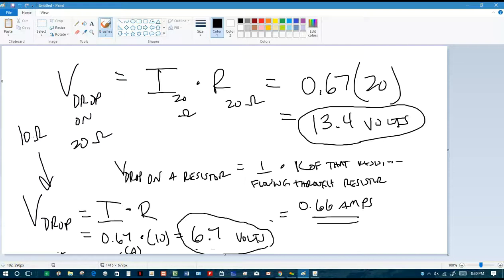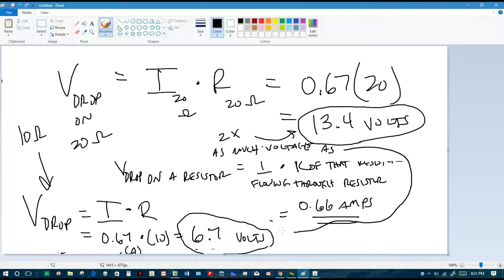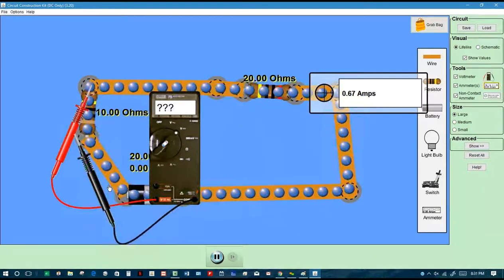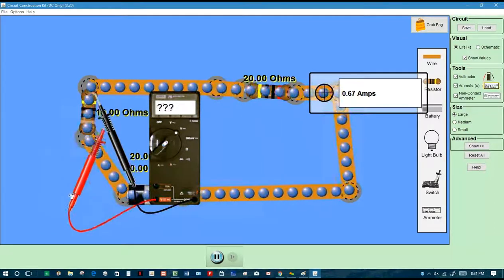So 13.4 divided by 6.7 is 2. Right? So this is twice as much voltage compared to this bit, right? Why did it use twice as much voltage? Let's look at the resistance values. Why is it twice as much voltage up on the top right being used compared to down over here? Because it is twice as much resistance. You got it. That's the big idea. It has twice as much resistance.